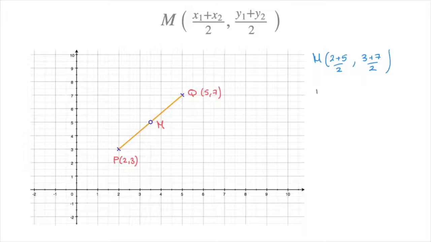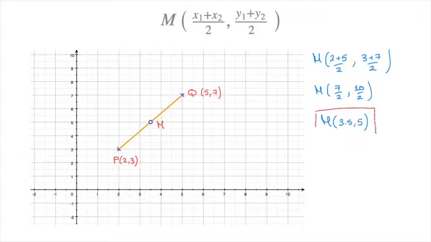That leads us to M has coordinates (2 + 5), which is 7, over 2, and (3 + 7), which is 10, over 2. Finally, since 7 over 2 is equal to 3.5 and 10 over 2 is equal to 5, we can state that M has coordinates 3.5 and 5. And we're done. We now have the coordinates of the midpoint of the line segment PQ.